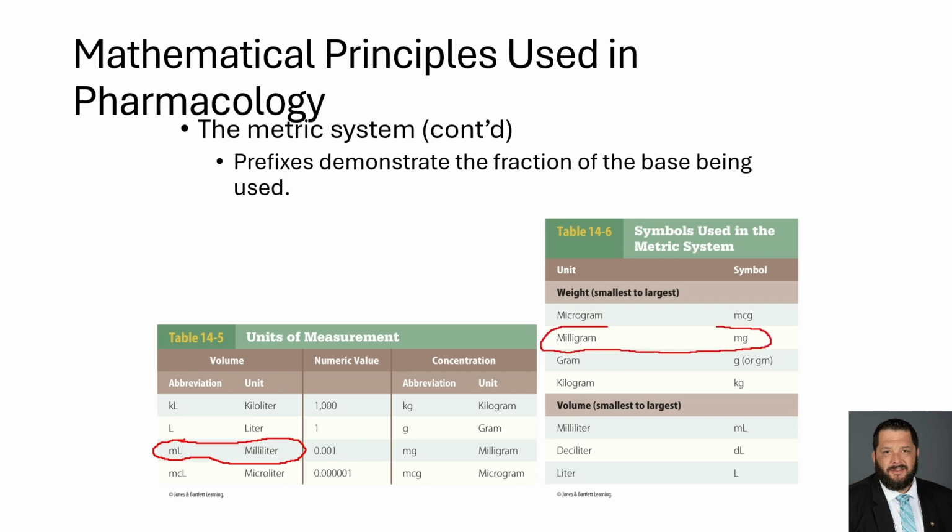Milligram is 0.001 grams. Micrograms is 0.00001 grams. You can see the decimal expression here.